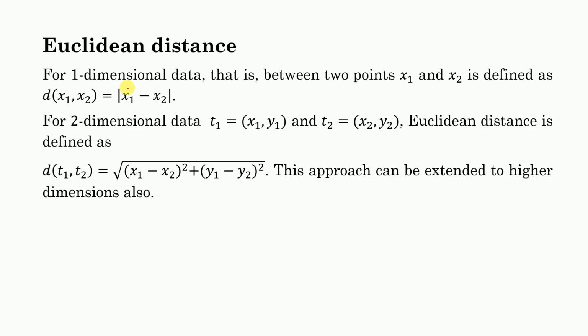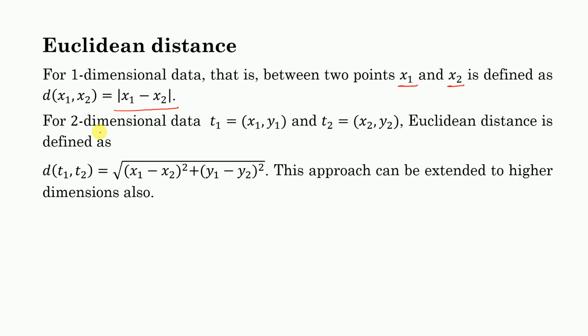Simply, if the data is one dimensional and points are say x1 and x2, then this distance is defined as modulus x1 minus x2. Modulus means we are not checking the sign. Simply we need to take the distance in positive terms. That's why it's modulus x1 minus x2.